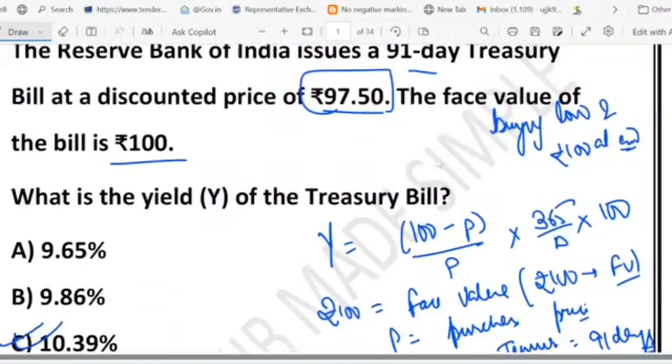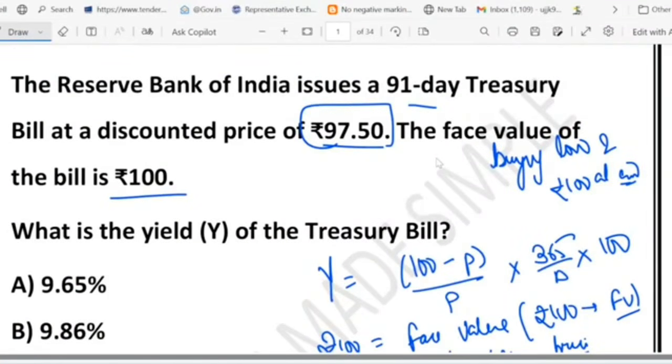So what we learn from this question is that treasury bills are short-term loans you give to the government, and you buy them at a cheaper rate. Like in this case, you have bought them at 97.50, right? And you will get rupees 100 later. So the difference between 100 and 97.50 is your profit.